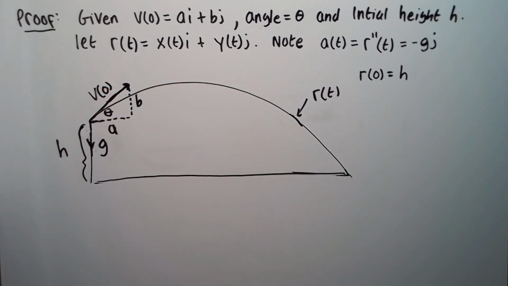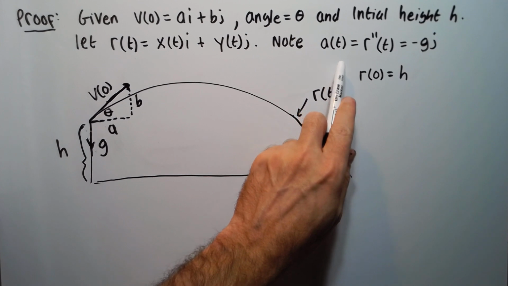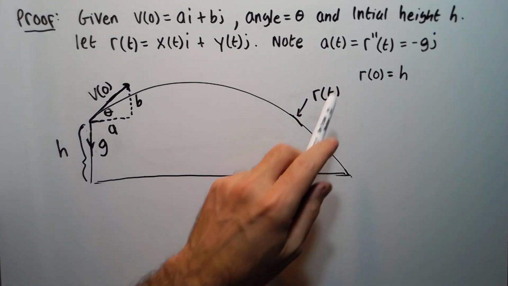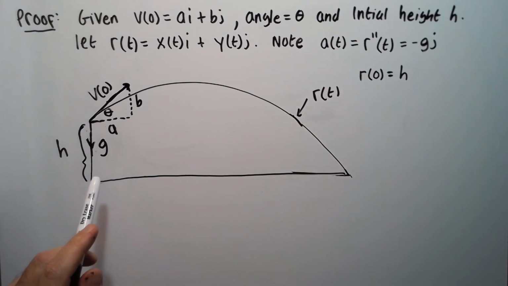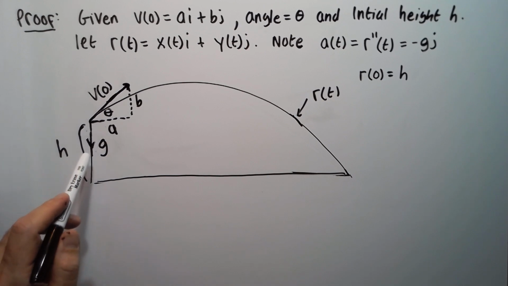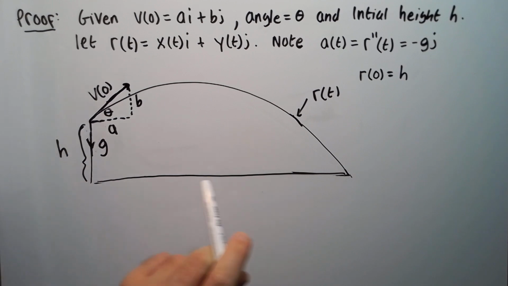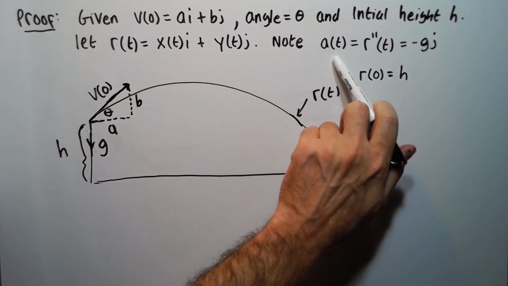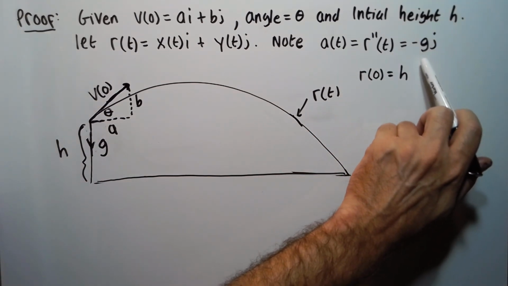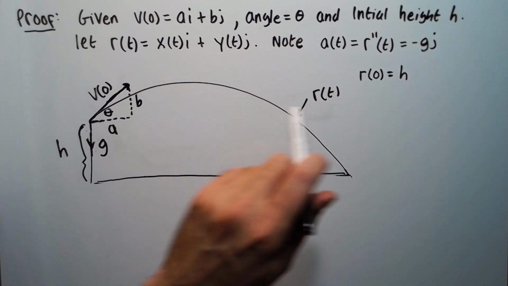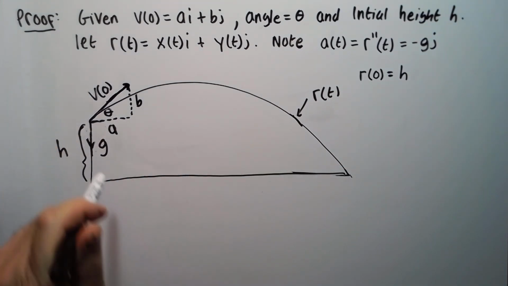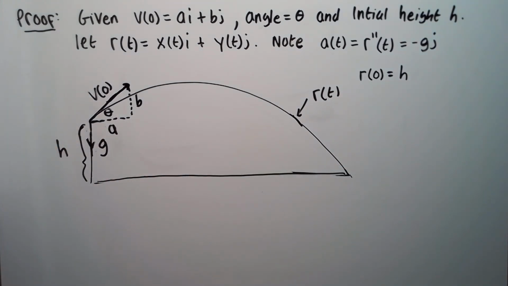So notice here that the acceleration on the projectile is the acceleration of gravity, and that's coming down here in the j direction. Therefore you can say here, note the acceleration to be negative g in the j direction. So it's coming down here. Okay, let's use that now to try and derive the equation.